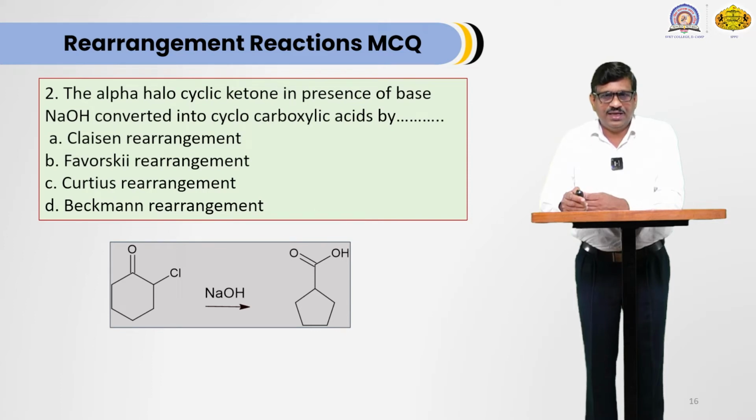In this case, a cyclic ketone is shown and reagent NaOH is added, and there is formation of carboxylic acid as a product, and this is nothing but Favorskii rearrangement. Hence the correct answer of this question is Favorskii rearrangement.